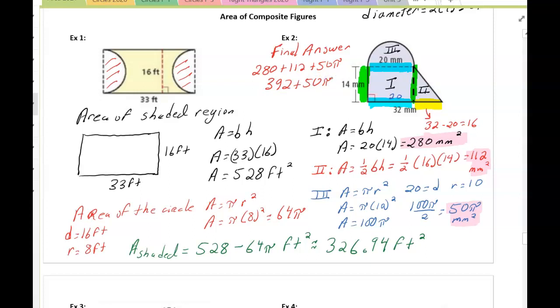And if we use our calculator to get the decimal, this is approximately 549.08 millimeters squared. So I'm going to highlight the final answer. The exact answer is in blue, and then the decimal approximation is in green. Let's turn the page and take a look at the next couple examples.